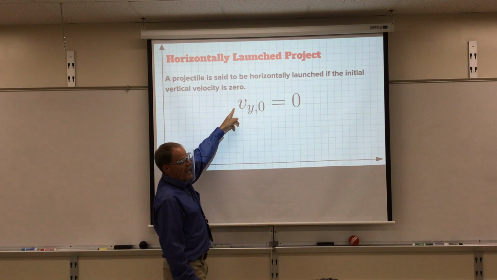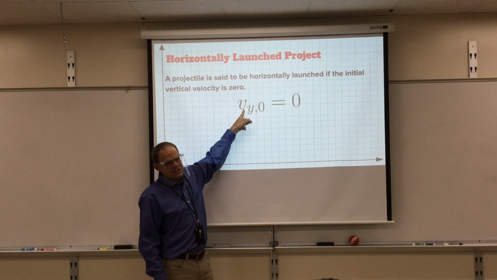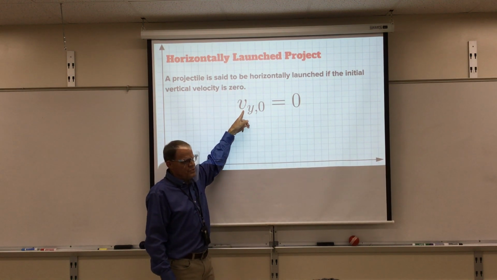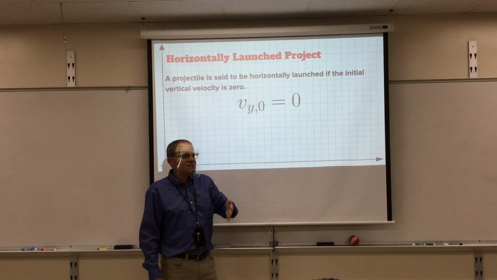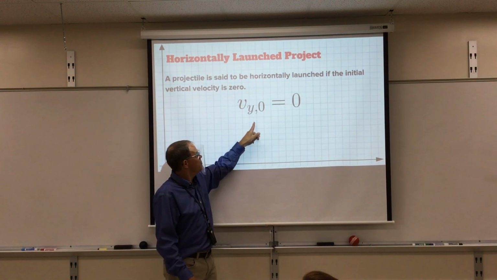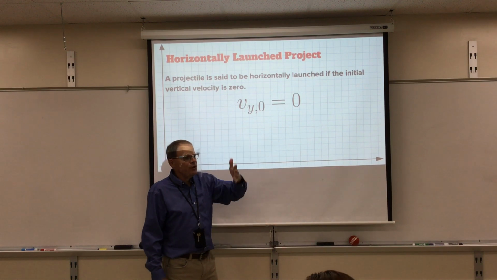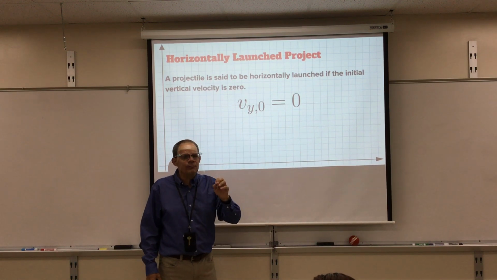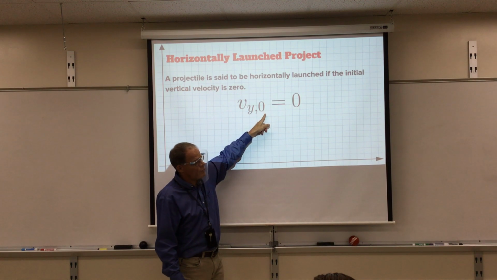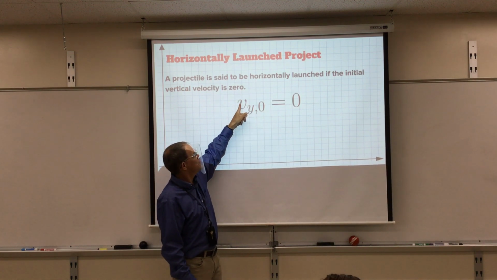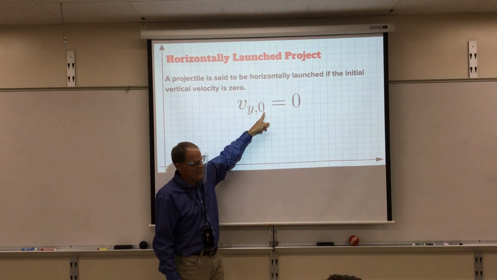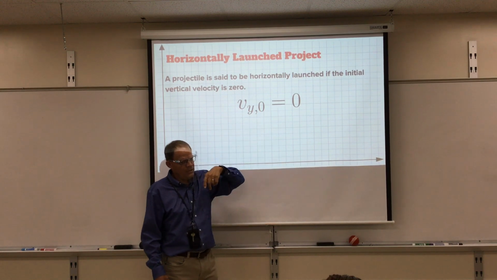So, v is velocity. We're going to have a whole bunch of different velocities floating around, so we're going to use subscripts. Velocity vertically, we're going to use a subscript y. Velocity vertically at the beginning of the problem, we're going to use a little 0 after the y. So this means the velocity in the y direction at the beginning of the problem. Okay?